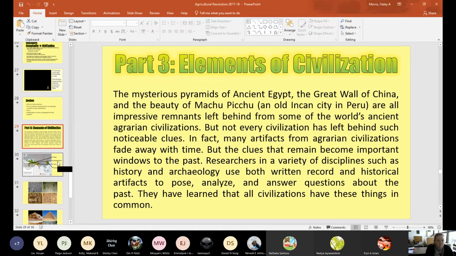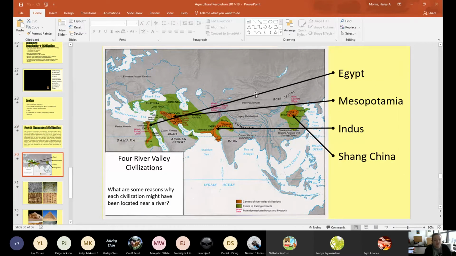So the next slide shows a little bit of where these main river civilizations are that we are going to end up studying probably next week. So the 4 river civilizations are Egypt, Mesopotamia, the Indus River Valley, and Shang China. So in all of these places, there are major rivers.